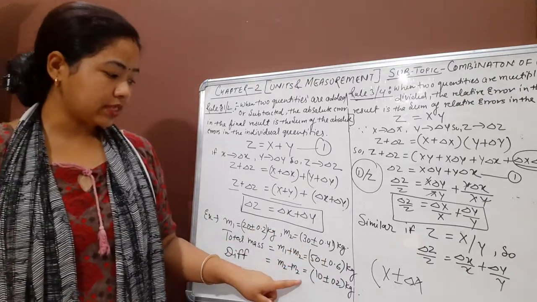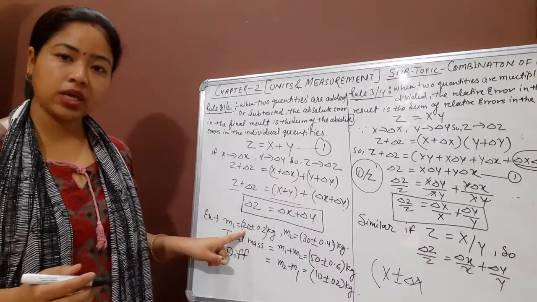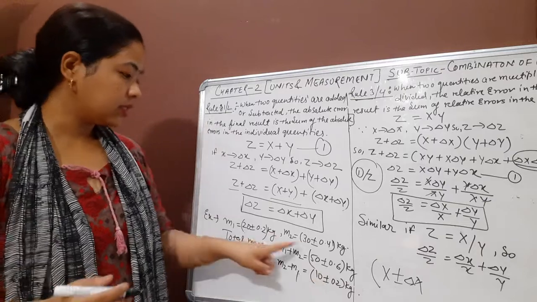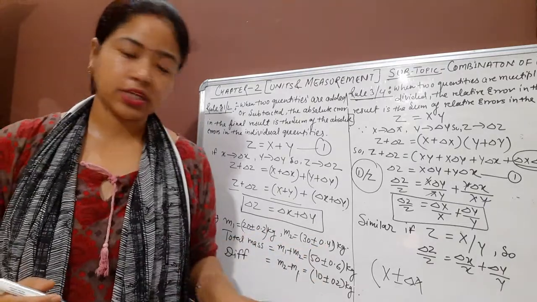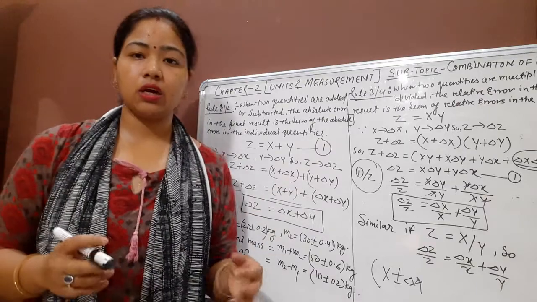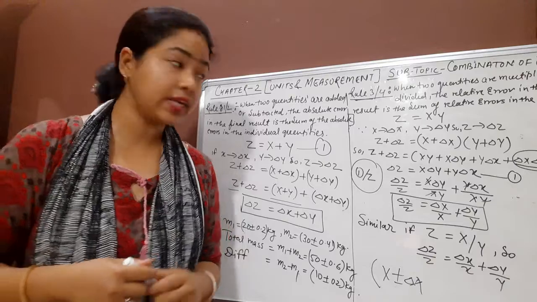The absolute errors, like 0.2 and 0.4, will not be subtracted, right? So if you calculate m2 minus m1, we get 30 minus 20, that will be 10, plus minus 0.4 plus 0.2, that is 0.6, right? So likewise we can do many more examples related to addition and subtraction, right?